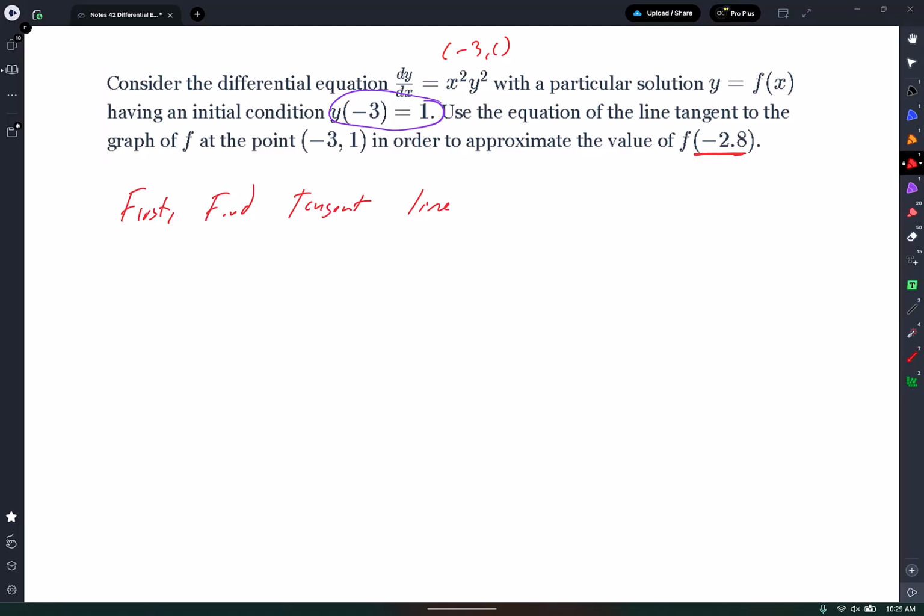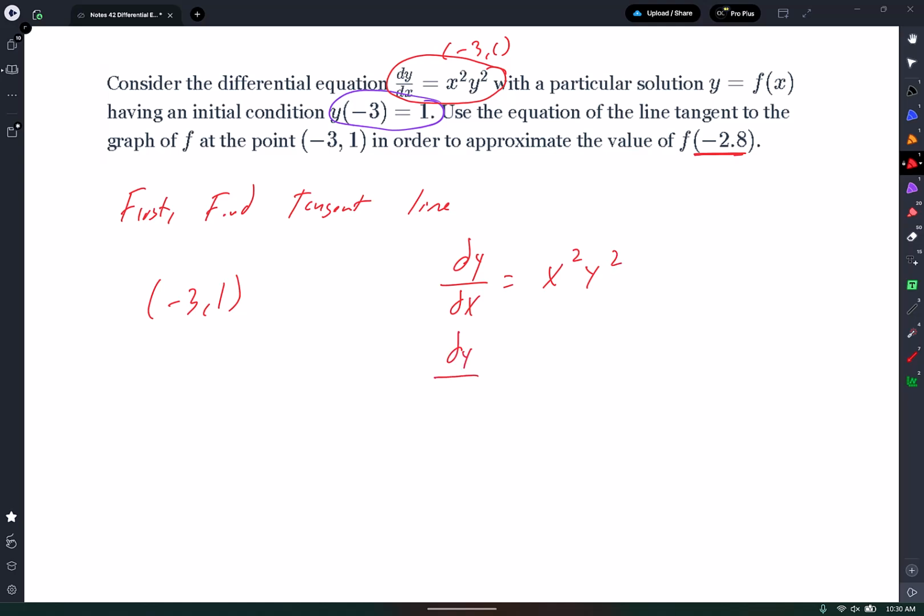Wait, let me read it. What it says: consider the differential equation with a particular solution that has an initial condition. Use the equation of the line tangent. Oh, I just want the tangent line. Okay, what do I need for a tangent line? Point and slope. Do I have a point? Yes, -3, 1. Do I have a slope? Not yet, but do I have information to get the slope? Yes, dy/dx equals x squared y squared.